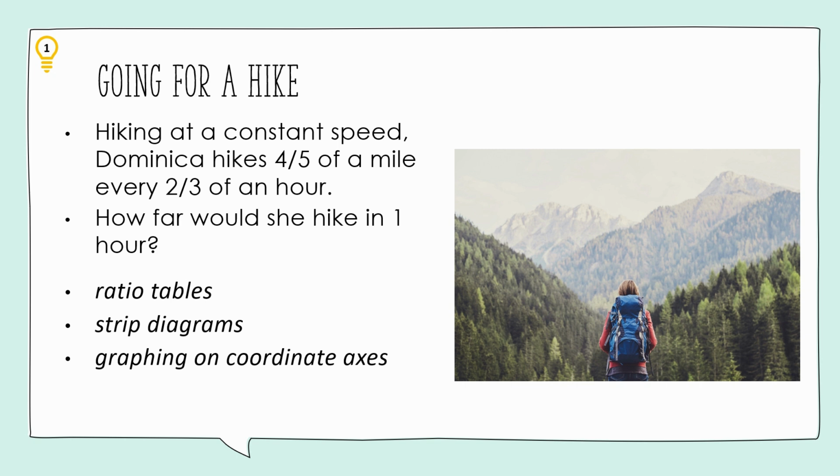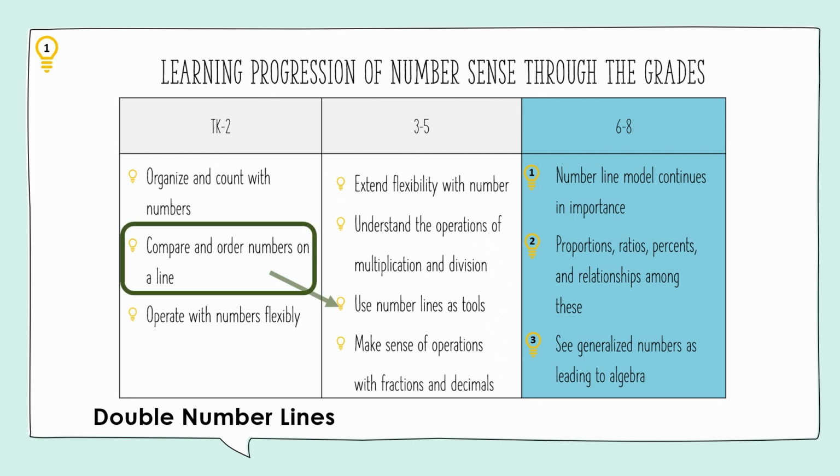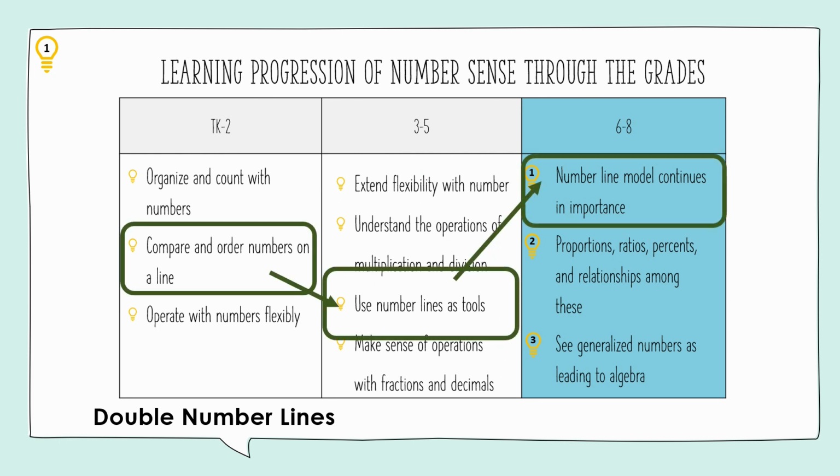While these approaches are productive, we will emphasize a double number line approach, since number lines form a crucial through line in the learning progression of number sense. Before we get back to the hiking problem with fractions, let's revisit prior knowledge of how double number lines work using a whole number example from previous grades.